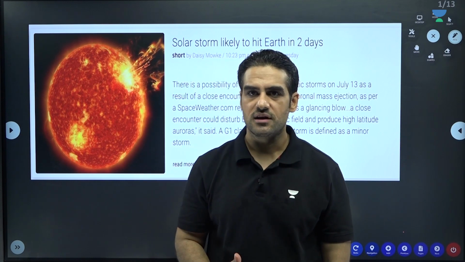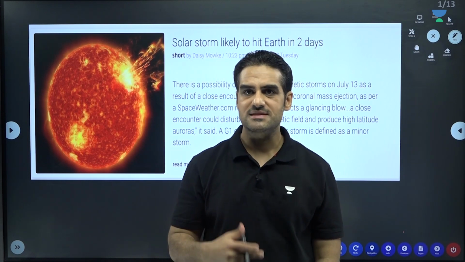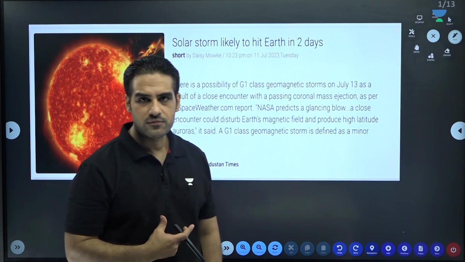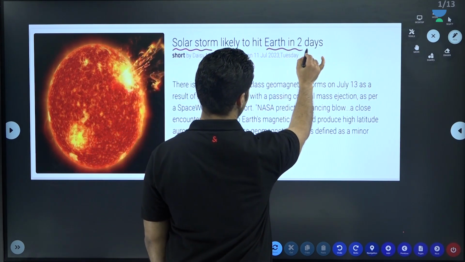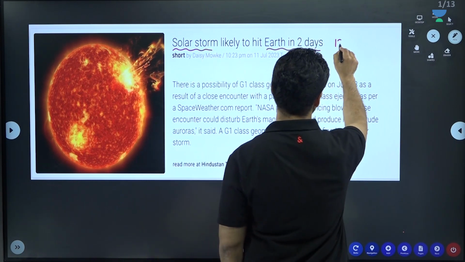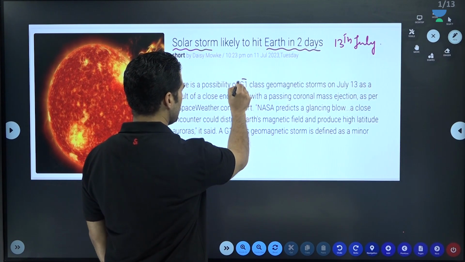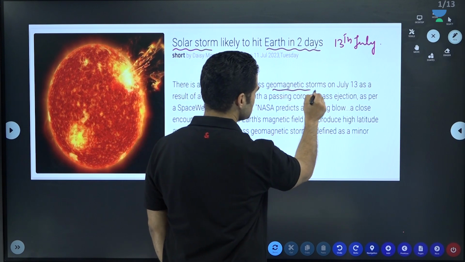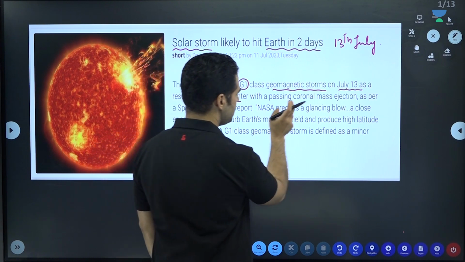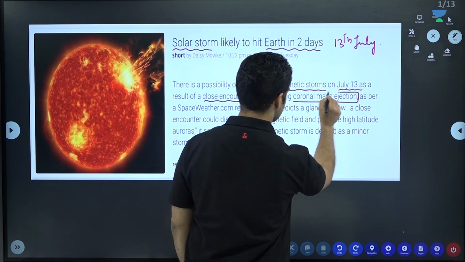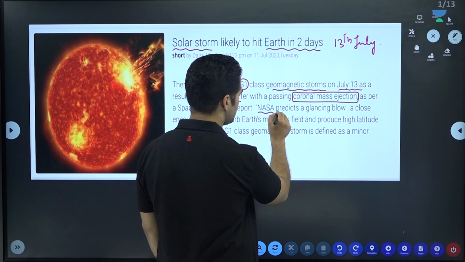Today I am here to discuss the solar storm which Earth is likely to hit by tomorrow, that is 13th July. I have taken the snippet from the newspaper which mentions a solar storm likely to hit Earth in the coming 2 days. There is a possibility of a G1 class geomagnetic storm on July 13 as a result of a close encounter with a passing coronal mass ejection, as per the space weather report and the predictions of NASA.